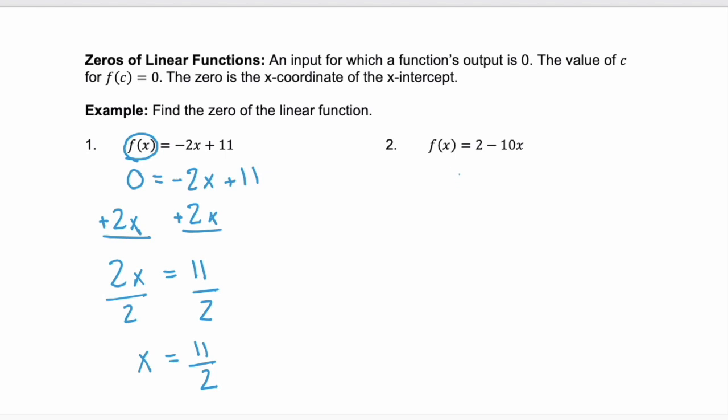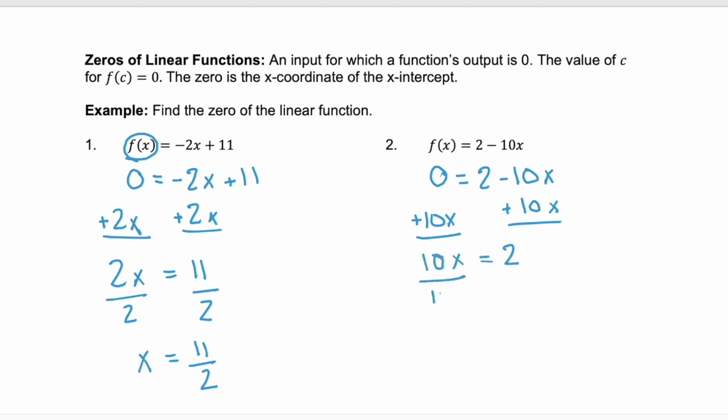The same for example 2. Finding a 0 is just replacing the f of x with 0. So 0 equals 2 minus 10x. We'll add 10x to both sides. And we have 10x equals 2. Divide by 10. So our 0 is equal to 2/10 or 1/5.